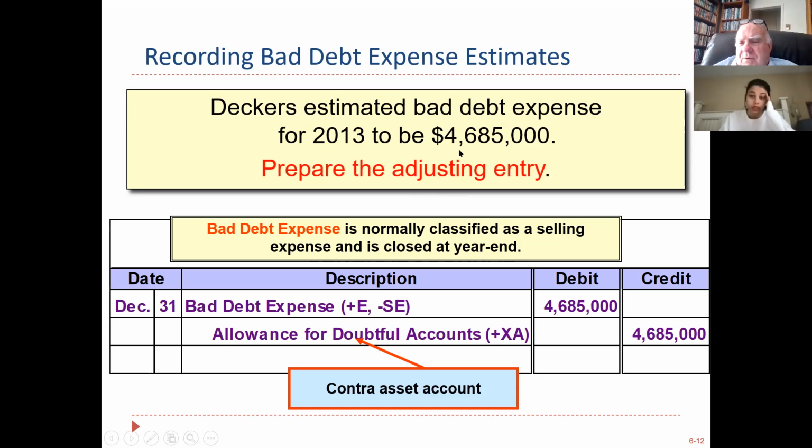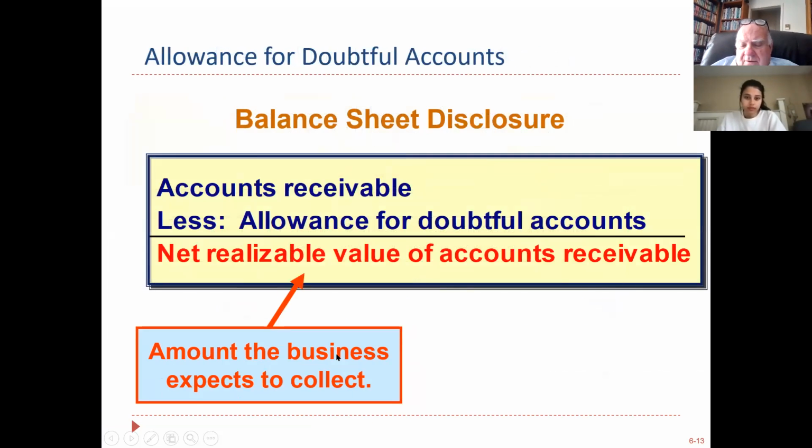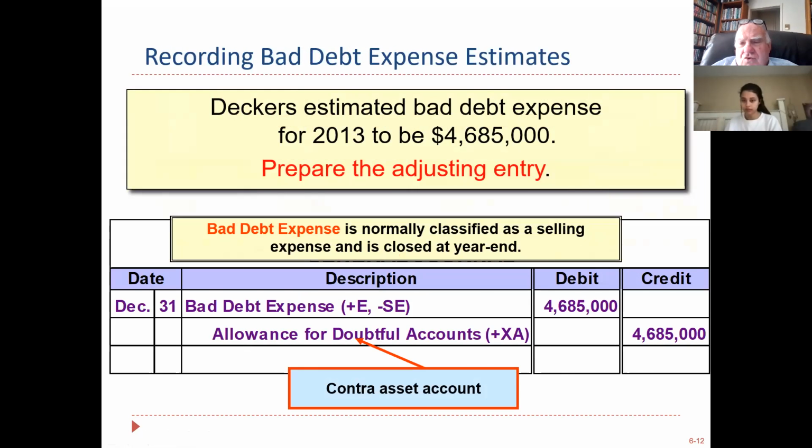Isn't that amazing, what a big company that is? That they're going to eat $5 million. That's a lot to me. So they debit bad debt expense and they credit an account called allowance for doubtful accounts. And God bless you, Kaylee, that's another contra account.